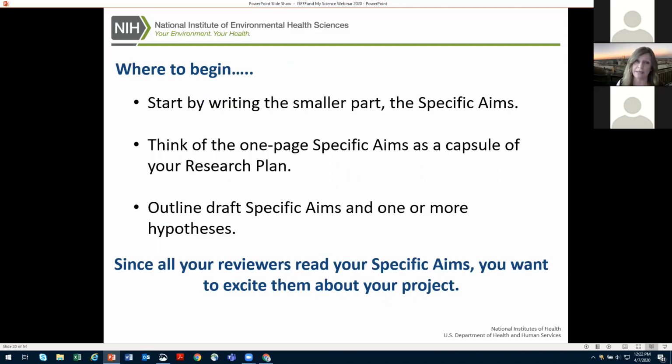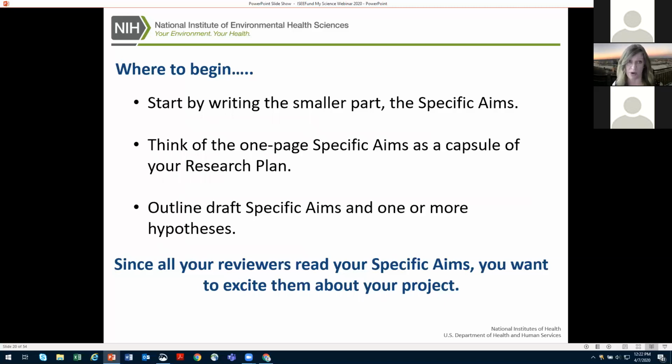So where do you begin? We always say it is best to start by writing the smaller parts. Being asked to talk about specific aims, these are the one-page specific aims, which really are the capsule of your research plan. Outline your specific aims, anchor them to one or more hypotheses. Remember, your reviewers almost go straight to your specific aims. You want to excite them about your project.